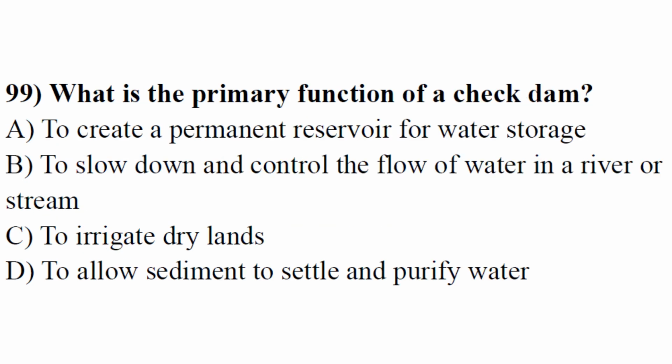99. What is the primary function of a check dam? A. To create a permanent reservoir for water storage. B. To slow down and control the flow of water in a river or stream. C. To irrigate dry lands. D. To allow sediment to settle and purify water. Answer: B. To slow down and control the flow of water in a river or stream.